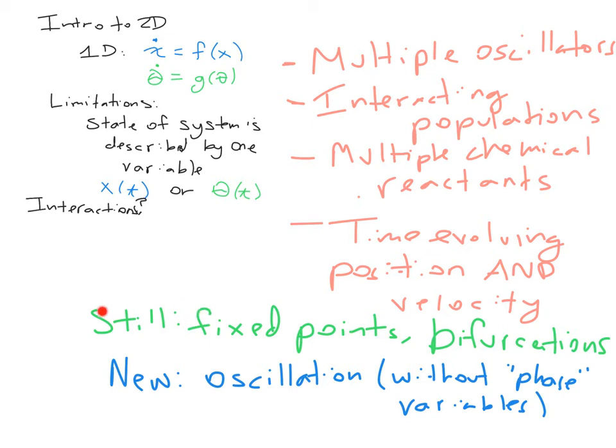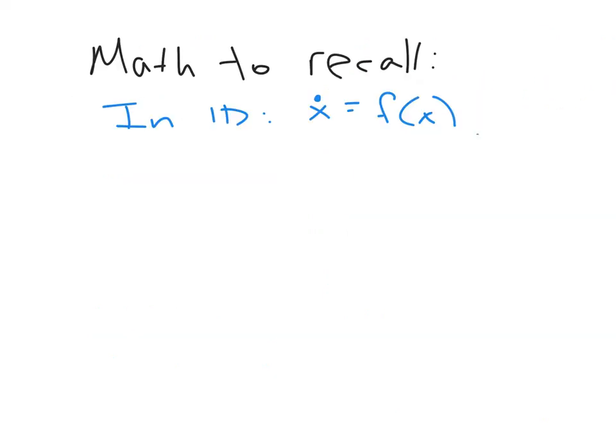What happens in 2D? We're still going to have fixed points, we're still going to have bifurcations, and the new phenomenon that we're going to encounter there is that it's also going to be possible to have oscillation without using phase variables. So it might be possible to have oscillation in an interaction between two populations where the long-term behavior of the populations is that both of them are oscillatory with time.